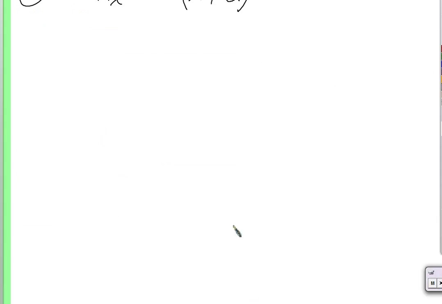Who do you want to go first? Grady. Distribute. Distribute the 0.2. So you have 0.1x equals 0.2 times x is 0.2x. 0.2 times 2 is what? 0.4. So far so good. What can we do next?